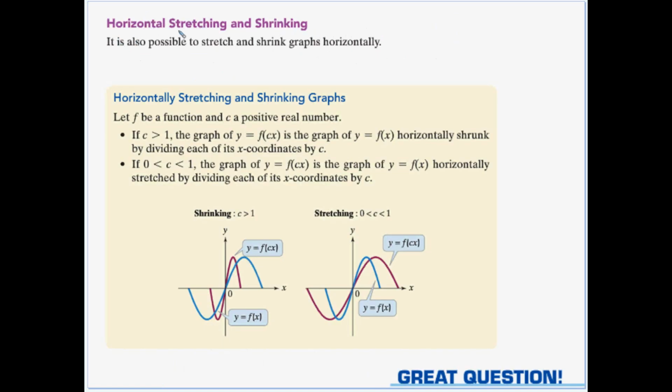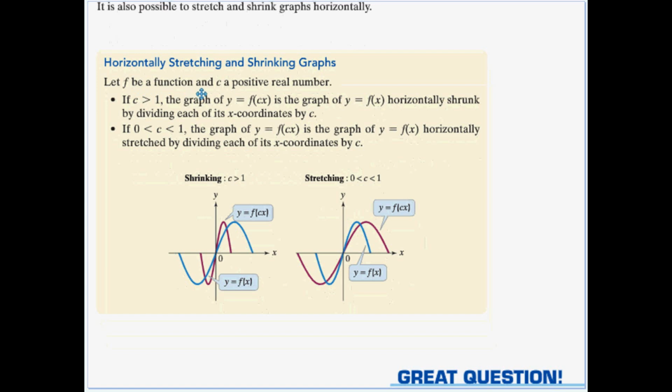Now a horizontal stretching and shrinking. It's also possible to shrink the graphs horizontally. So let f be a function, c is a positive real number. Now notice, before we had the multiplier outside the f of x. Now it's back inside theirs, f of c times x. It's the same as graph of f of x, but horizontally shrunk. You divide the x coordinates by c. So whatever number is in there in front of that x, you're going to divide the x coordinates by that number. If c is a fraction between 0 and 1, it's going to horizontally stretch out.